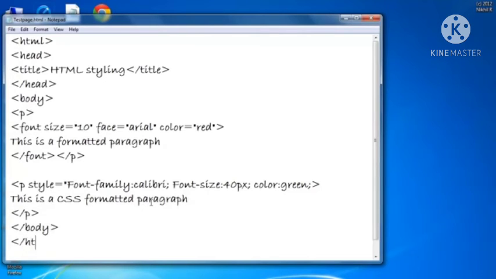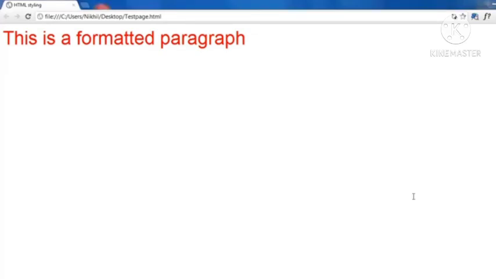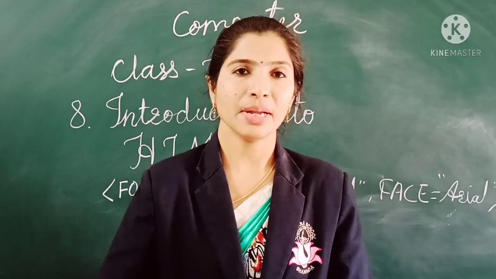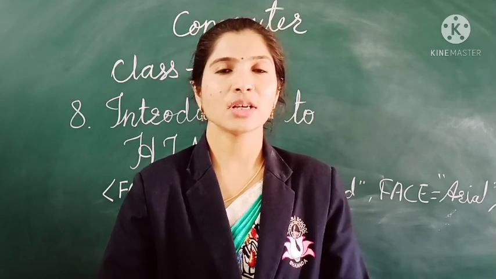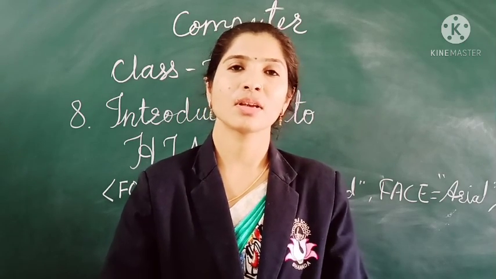After that, we can close the body and HTML. We can save this, and then in any web browser we can open it and we will get the output like this. Okay. We have seen different types of elements: B, I, U, color elements, font elements, face elements. Okay.